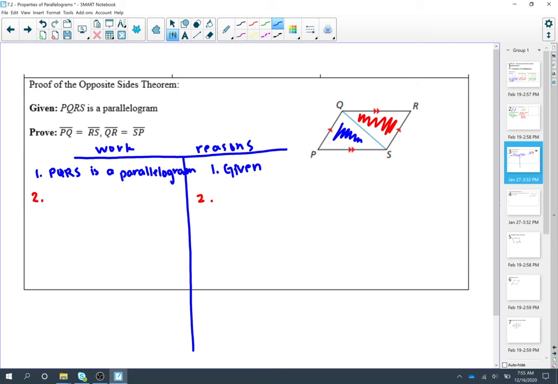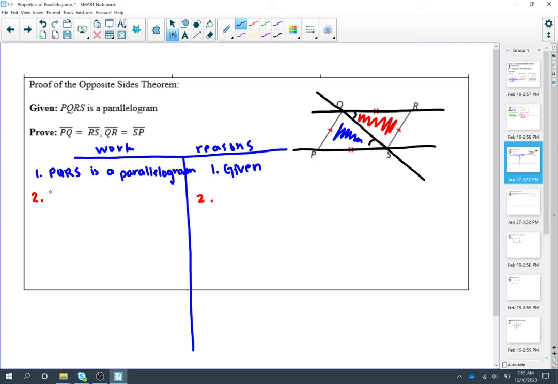Okay, so the first thing I'm going to look at is the fact that this is a parallelogram, and I know that this guy is parallel to this guy, and I have 2 parallel lines cut by a transversal. If I have 2 parallel lines cut by a transversal, then I know this angle and this angle, which are alternate interior angles, are congruent.